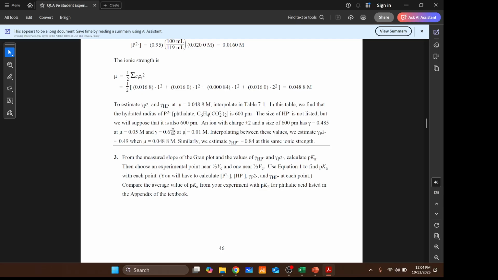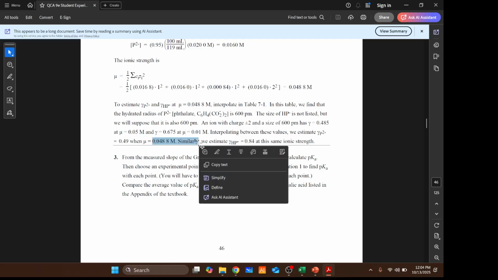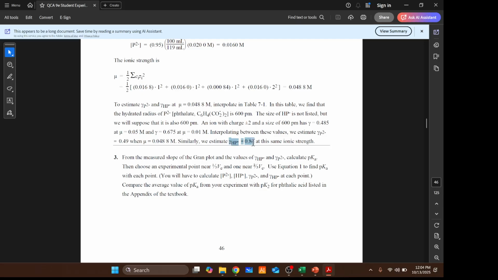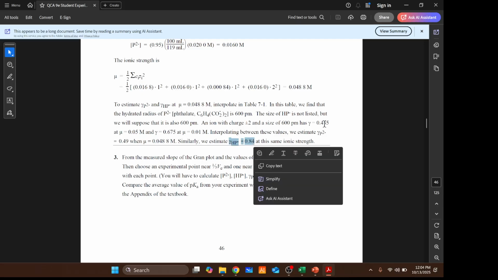Notice they're not massively different, but they're different enough that you're going to get a little error. Okay, so we estimated that value right there at our ionic strength for our experiment. So see how it's a bit between those two values.